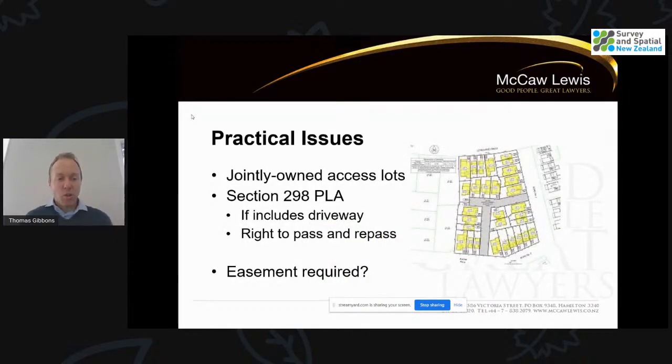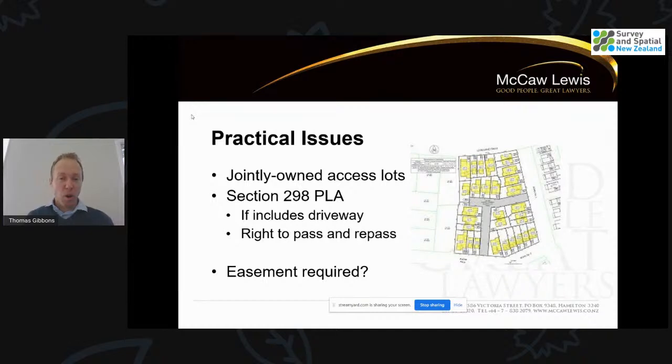So Section 298 of the Property Law Act applies to jointly owned access lots such as this, and there's some detailed provisions there. If it includes a driveway, if it's a jointly owned access lot with a driveway, there is implied a right to pass and repass, and kind of similar to an easement. But I also like to put a proper easement in place as well, a registered right-of-way easement.